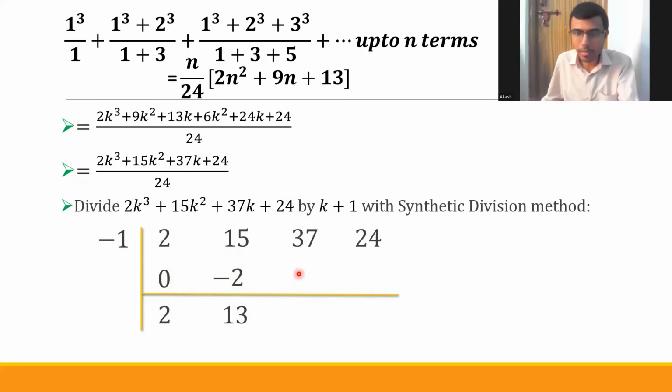Minus 13. Put it under 37. 37 minus 13. What is 37 minus 13? It is 24. Now multiply 24 with minus 1. Minus 24 I get. And 24 minus 24 is 0.